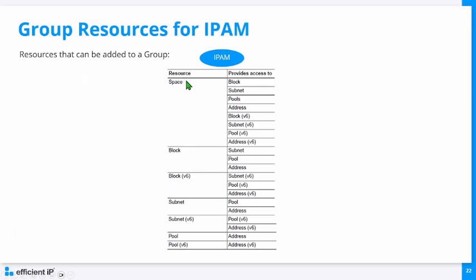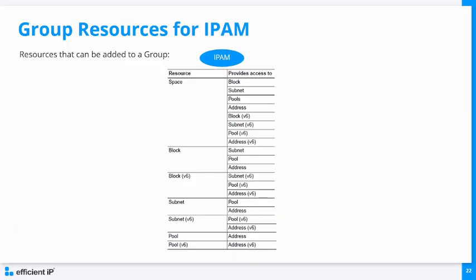So you can see, if you assign a space to the group, the users of the group will be able to see the space, and all the children: the block, the subnet, the pool, the address, everything. Okay? To see means you can view, but does not mean you can modify. The default permission is to view, but not modification, until you assign the right. That's why you have the right.